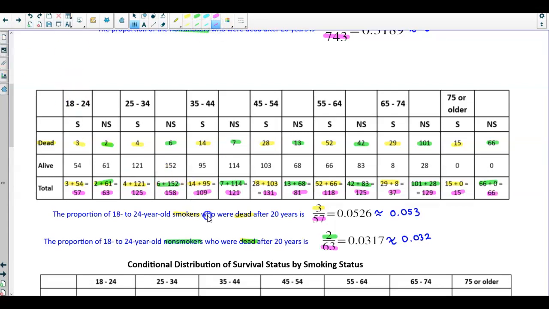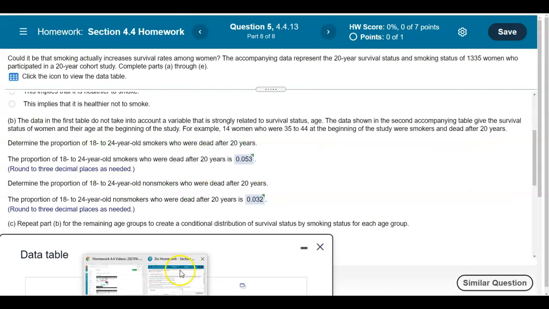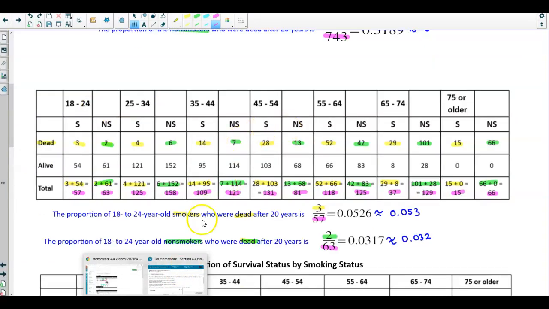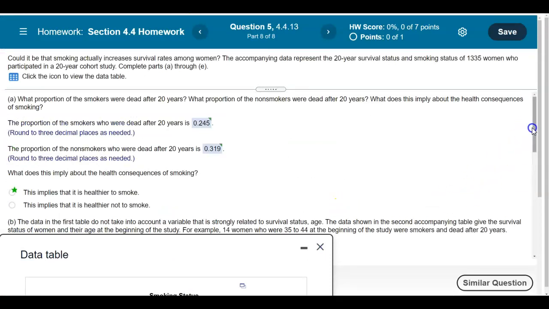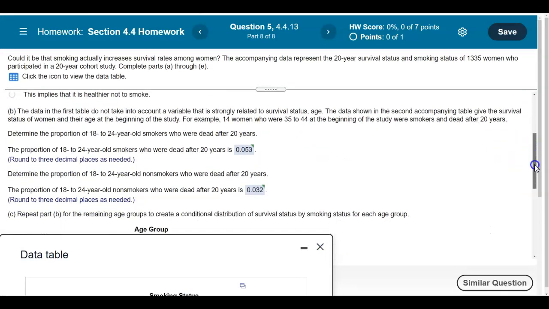Now again, the questions are only asking for the smoking status that were dead, so we're not using the alive column for any particular proportion, but we do need to add it together to get the total of each column. So now the next question wants us to do the following. We're going to use that information to repeat the steps in part C for the remaining age groups to create a conditional distribution by survival status, by smoking status for each age group.